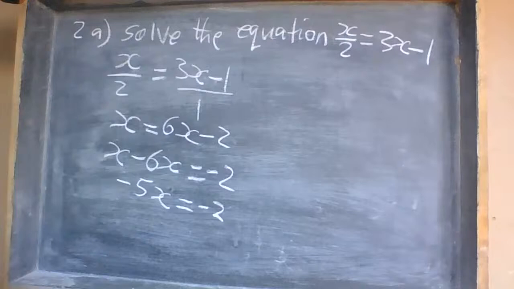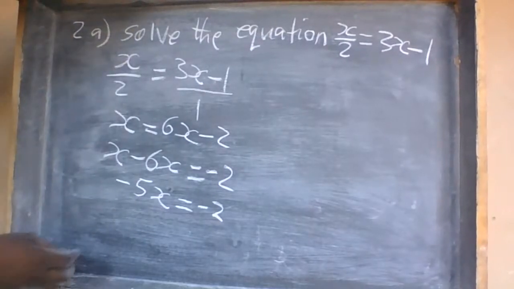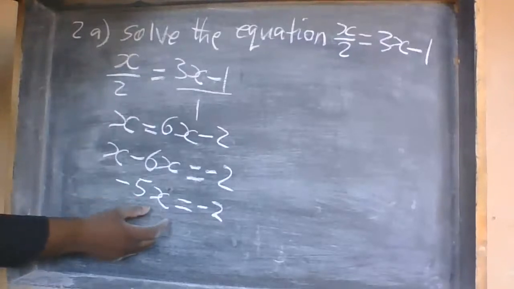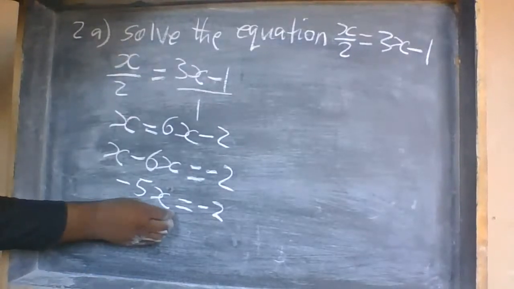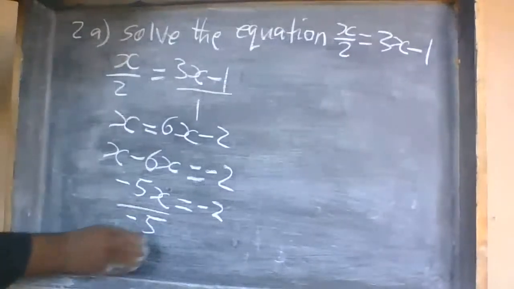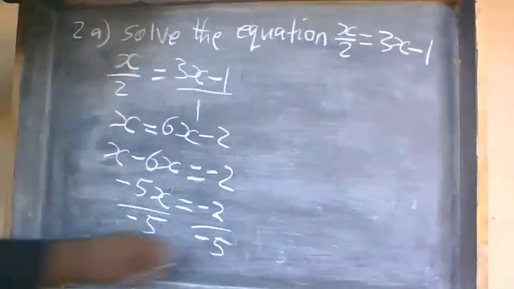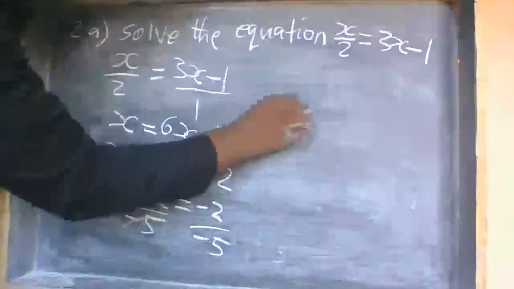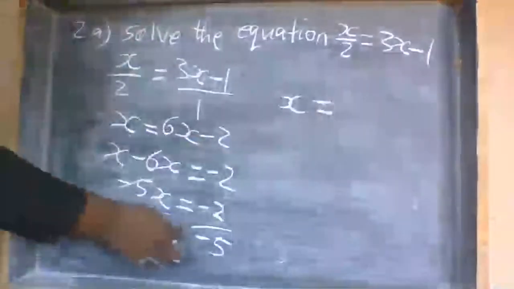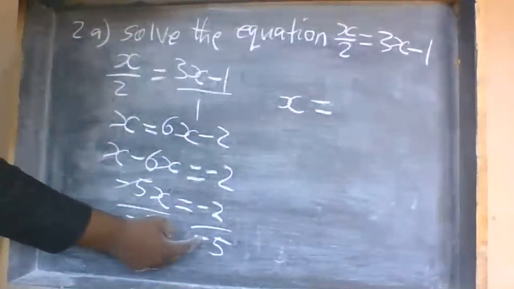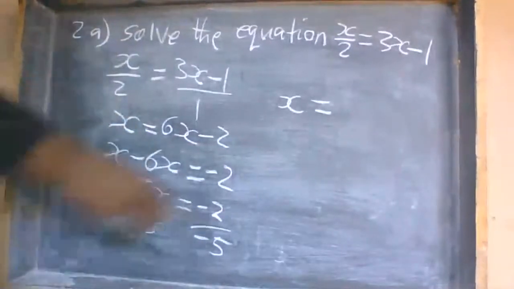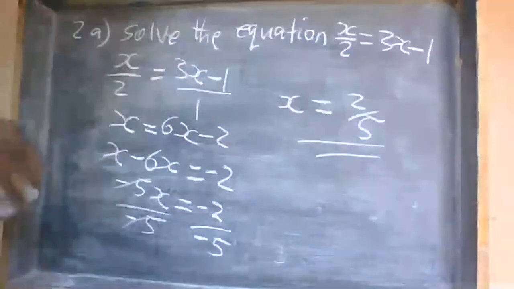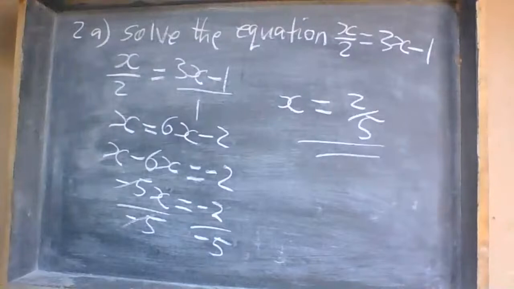Then we continue. We have negative 5x, but we need to find the value of x. Therefore, we say over negative 5, negative 5 over negative 5. We cancel that, and we remain with x equals, and the negatives cancel. Negative divided by negative is a positive. Therefore, the answer will be 2 over 5 as a fraction.